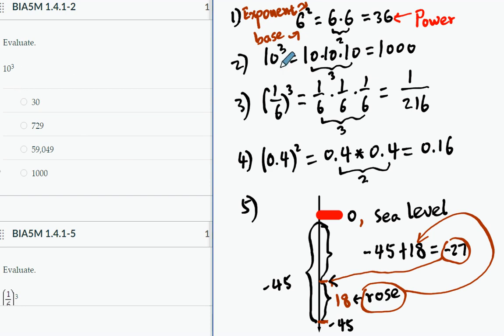Now, the second one is 10 cubed. It is also read 10 to the third power, which means 10 times 10 times 10, 3 times. It will give you 1,000. 10 times 10 twice is 100, and you times another 10 gives you 1,000.